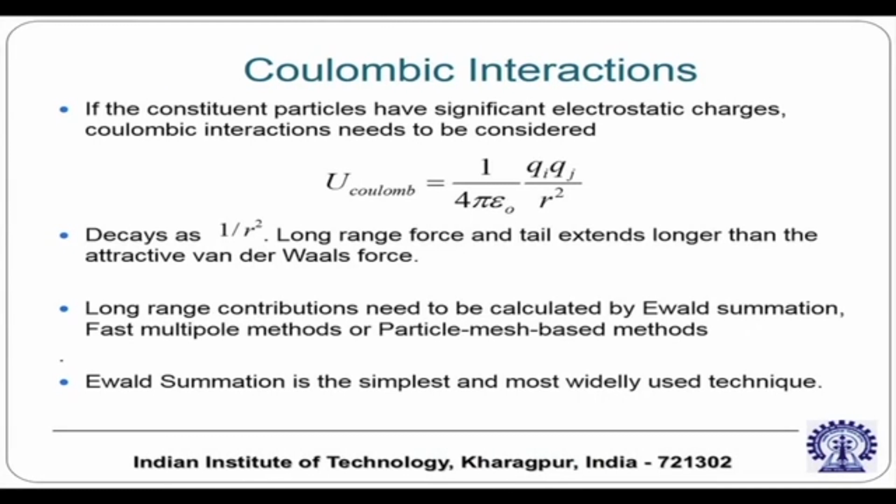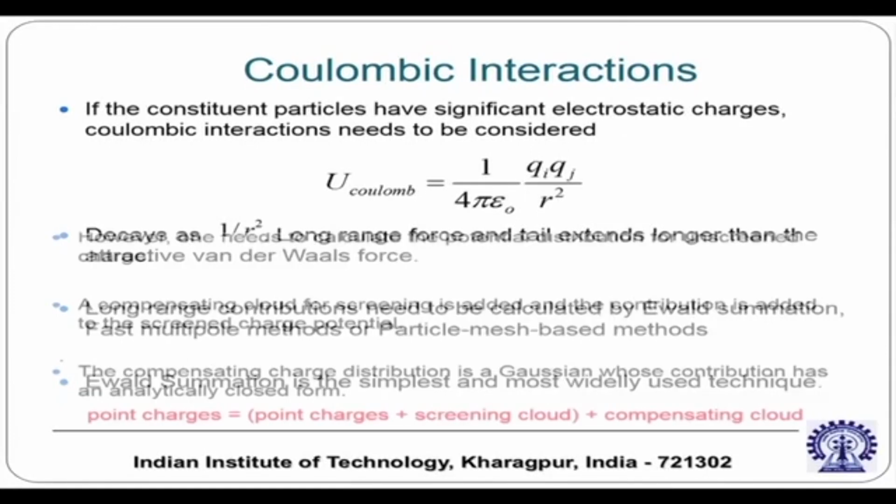Coulombic interactions. You have this kind of force, Qi Qj by 4 pi epsilon naught r squared. This is the force due to Coulombic interaction. It decays as 1 by r squared, it is a long range force and its tail extends longer than the attractive van der Waals force. Long range contributions need to be calculated by a technique called Ewald summation. Of course there are other methods also, but Ewald summation is the most commonly used technique.